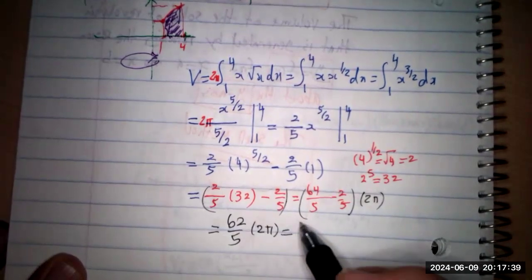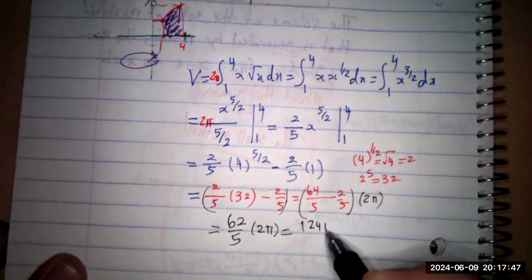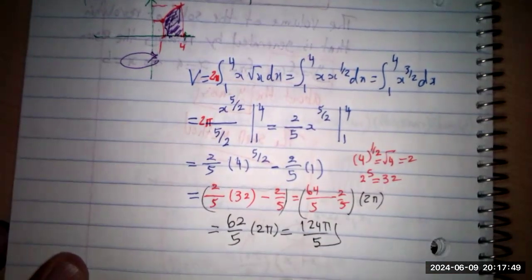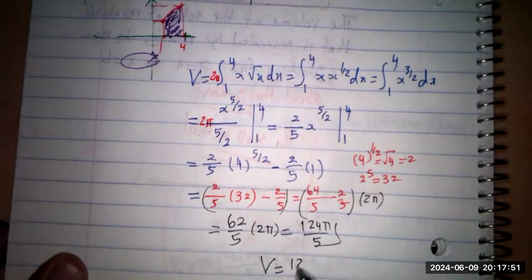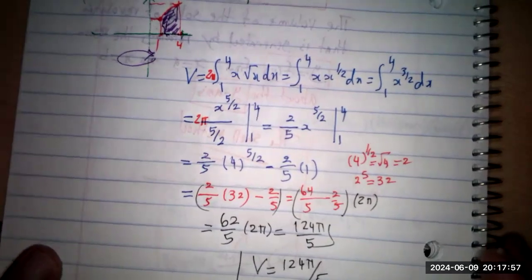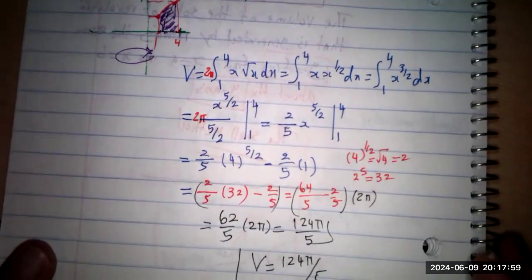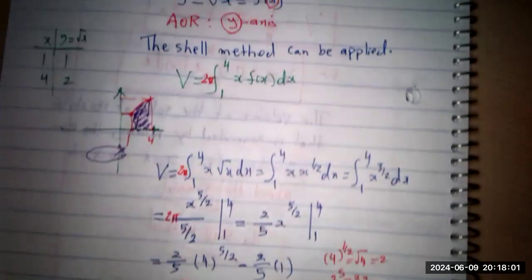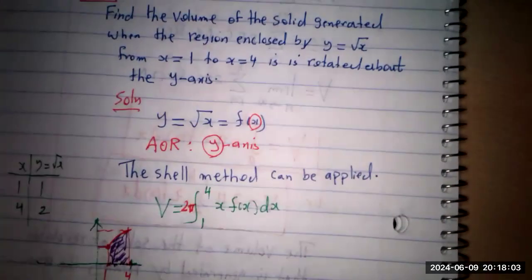So 2 times 62 would be 124, so 124 pi/5. That would be the volume. There is no unit, so we write it down as is. If there was a unit, we would apply the unit. So don't miss the 2 pi. I missed the 2 pi here for the formula.